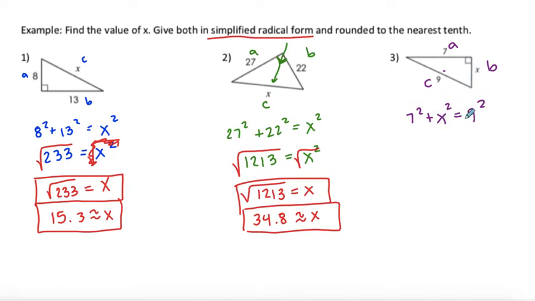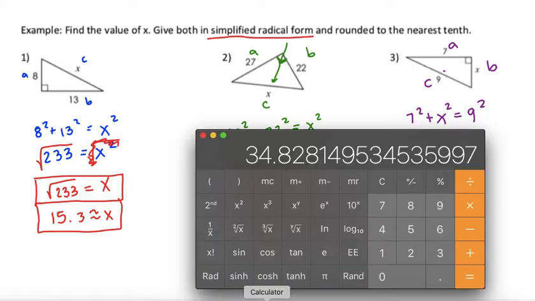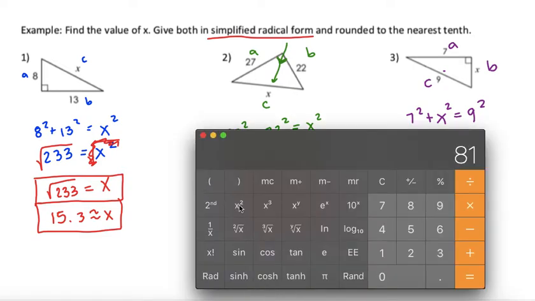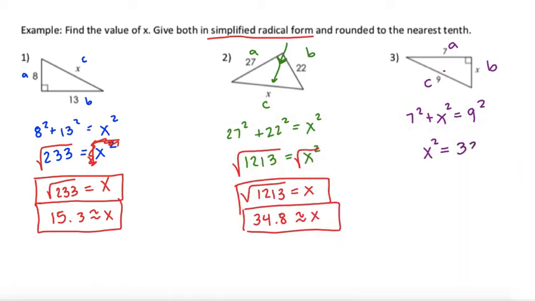So what I'm going to do is take 9 squared and subtract 7 squared because I want to move that over to get x squared by itself. So in my calculator, I'm going to do 9 squared, the hypotenuse, minus now the 7 squared, 49, and I get 32. So now I have 32 here, and then I'm going to simplify.